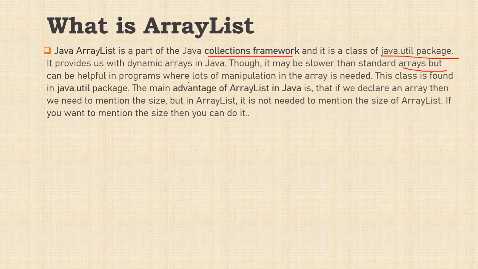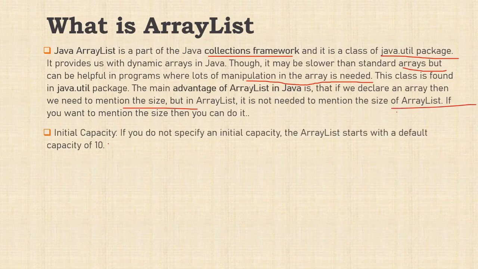But in ArrayList there is some advantage, which is a growable array. If you are going to add more than the defined size, then you can add with the help of ArrayList. In an array, we have to first define the size at the time of declaration only, but in ArrayList the default size will be 10 and it will be growable. It follows some logic to grow the capacity. The main advantage of ArrayList in Java is that if we declare an array, we need to mention the size, but it is not required in ArrayList.